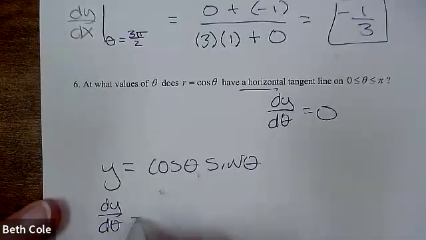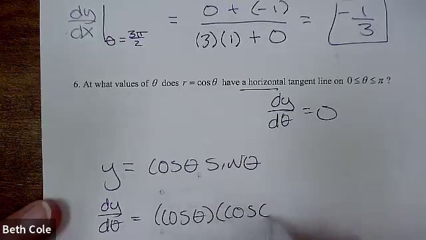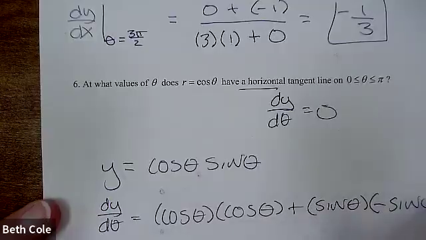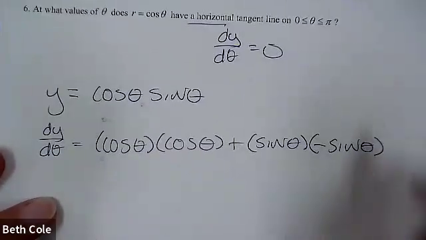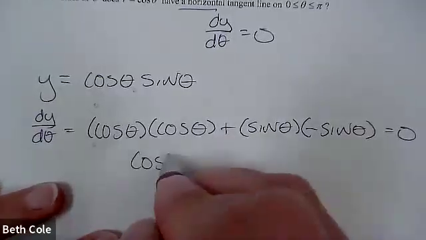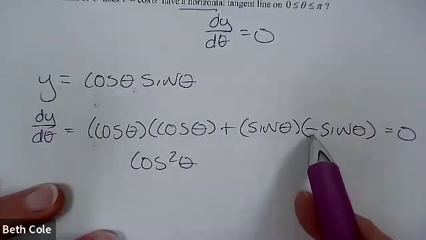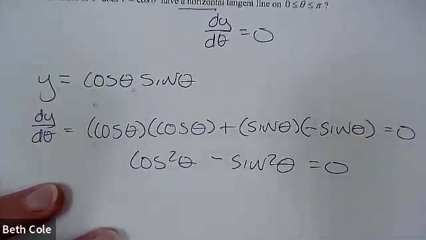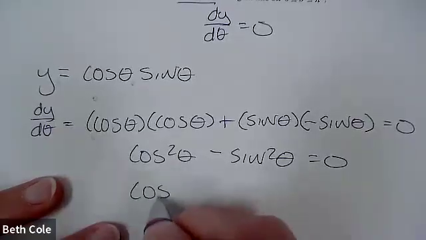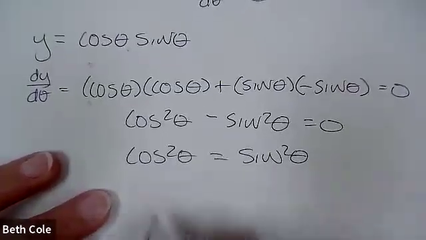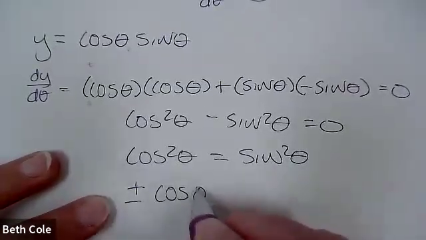So dy d theta, product rule. First times derivative of the second plus the second times derivative of the first. And we're going to set this equal to 0 and then solve it. So cosine times cosine is cosine squared, minus sine squared equals 0. I'm going to add over the sine squared. And then to get rid of the squareds, we're going to square root. But when you square root, you get plus and minus.